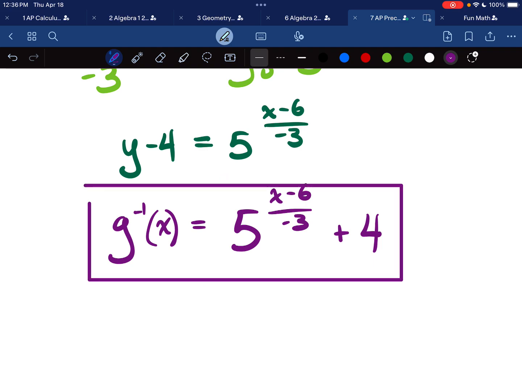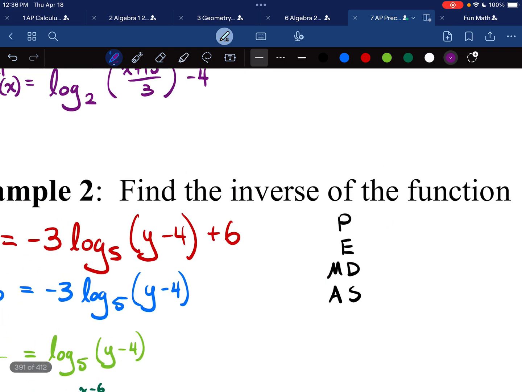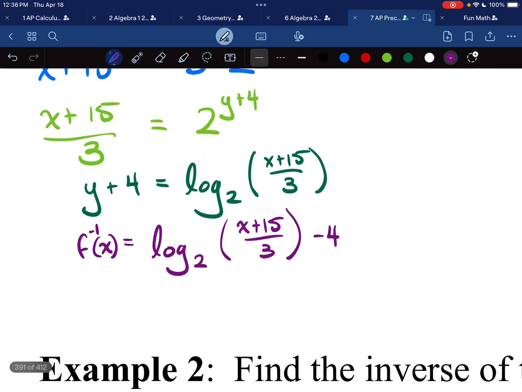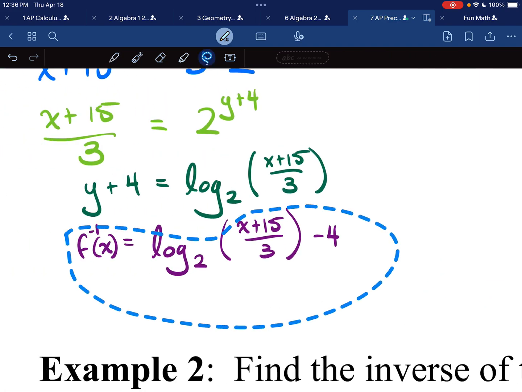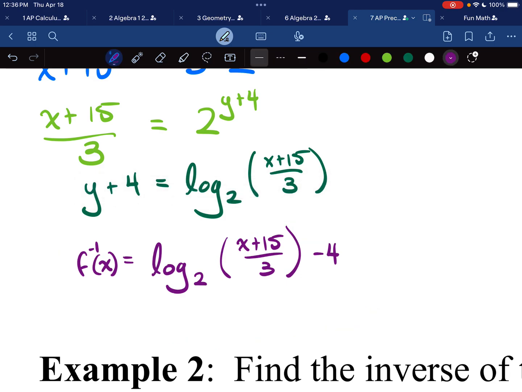Did I box my last question? Here, let's see. I don't think I boxed it, so let me, it's a little bit out of the way, so let me grab those, and then I can box it.